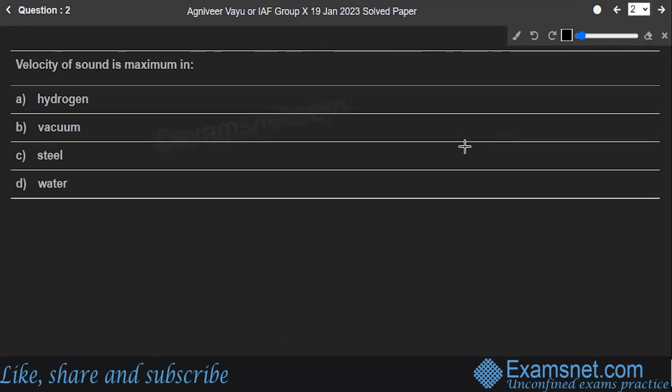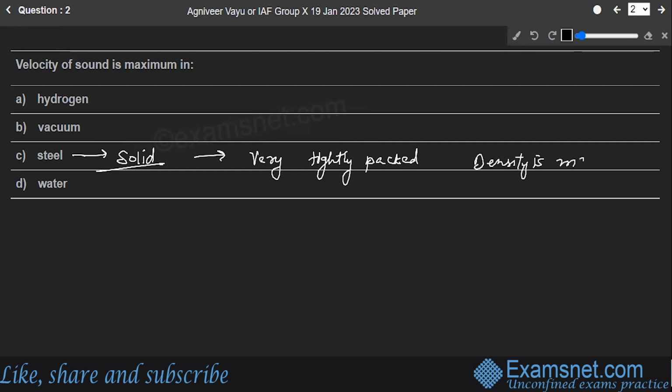Hope you understood that. Next is question number 2. Velocity of sound is maximum in hydrogen, vacuum, steel, or water. See, the speed of the sound depends on the density of the medium through which it is traveling. The particles in the solid medium, because this is only solid over here, they are very tightly packed. Hence, the density is maximum over here. So the density is very high.